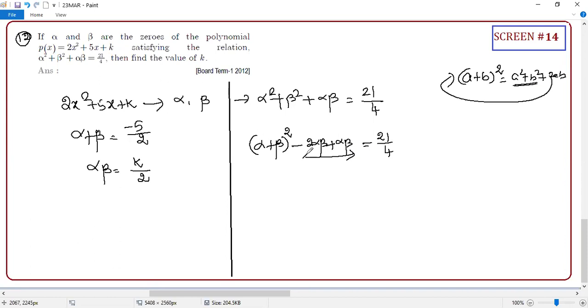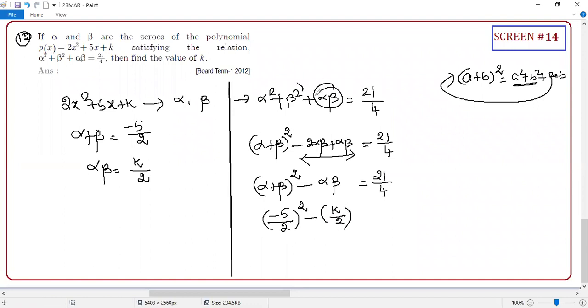So if we simplify this, alpha plus beta the whole square minus alpha beta. Here you have alpha plus beta, you have alpha into beta. Now you can apply your values. There is no alpha minus beta, right? Directly you apply minus 5/2 the whole square. Sir, can you explain the second step once more?